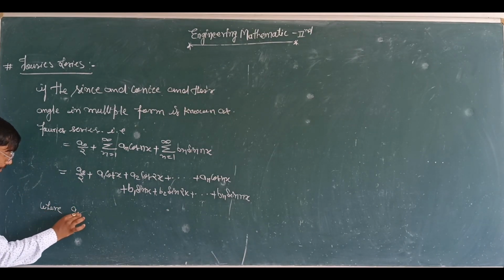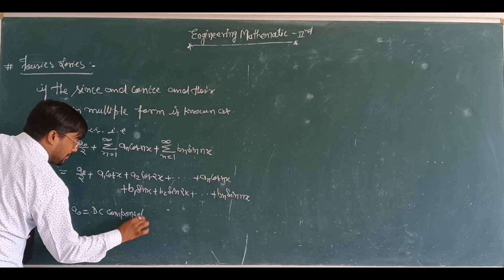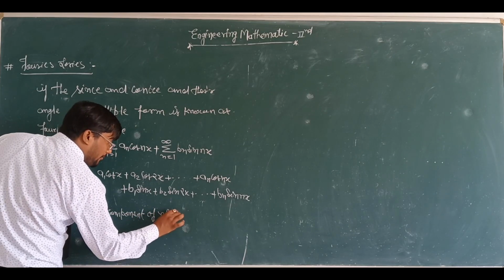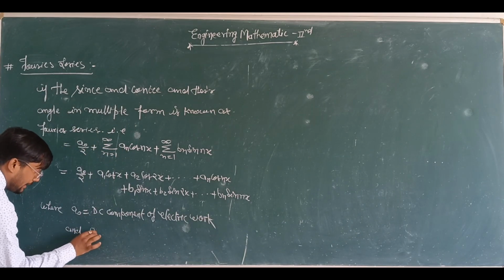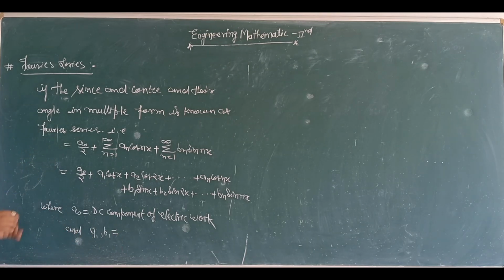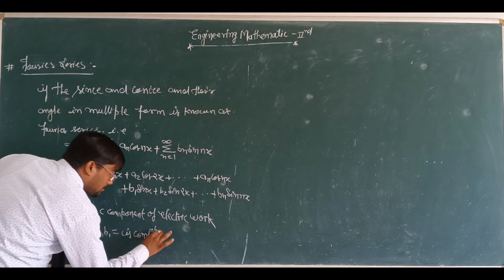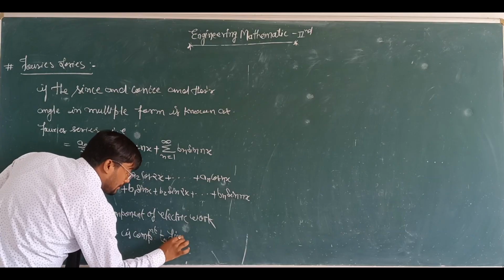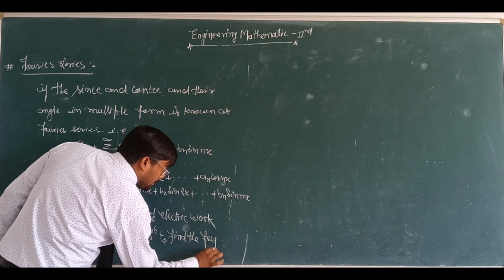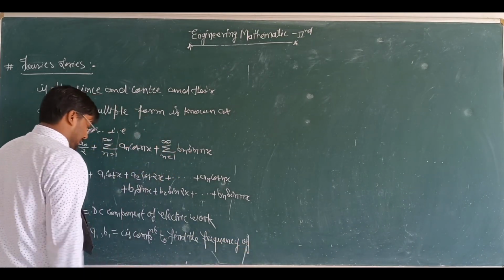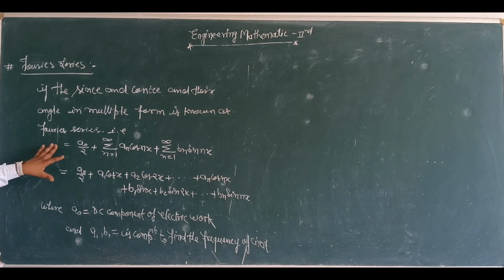where a naught is equal to the DC component of an electric network, and a1, b1 are components used to find the frequency of the electric circuit. This is known as a Fourier series.